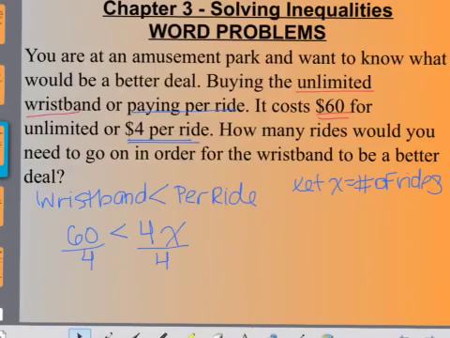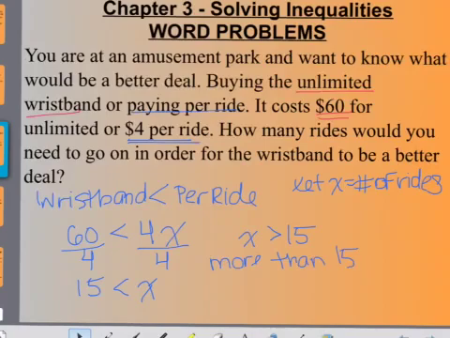So this is a simple inequality. We divide both sides by 4. We get 15 is less than x, but we want it to be in the order variable, symbol, constant. So we're going to flip-flop the whole thing, including the sign. We get x is greater than 15, so more than 15 rides. If it said what's the least amount of rides in order for it to be a better deal, you would say 16 rides.